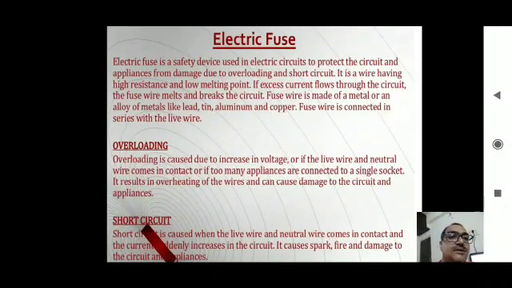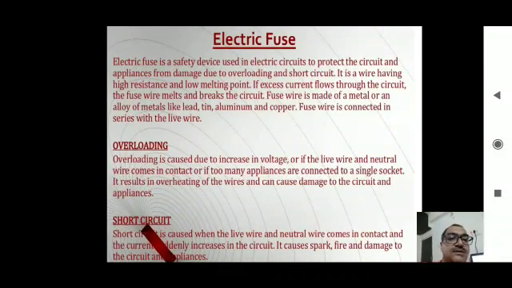Now students, let's understand another concept, overloading. What is meant by overloading? Overloading is caused due to an increase in voltage, or if the live wire and neutral wire come in contact, or if too many appliances are connected to a single socket. So this way overloading can occur. It results in overheating of the wires and can cause damage to the circuit and appliances. So due to this high voltage, overloading can occur and it damages all our appliances, TV, fridge and others.